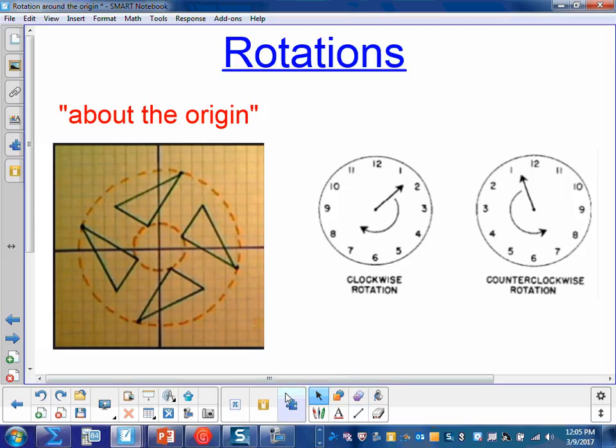And we'll be going in two different directions. We can go clockwise, the way the clock goes, or we can go counterclockwise, backwards from the way, or counter to the way the clock rotates.